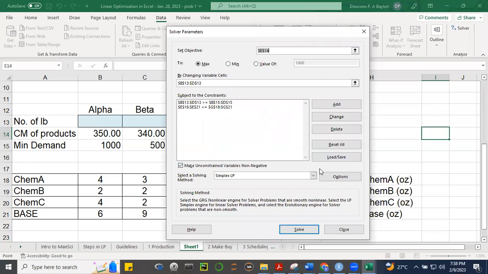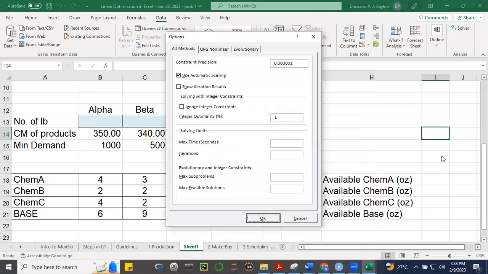But before we solve it, this I did not show last time, but I'm going to show it now, just this once. Afterwards, we're not going to do this. So here you have options. Let's click here. You have several parameters. You have use automatic scaling. We'll have an example where we will see the importance of automatic scaling. And then here, show iteration results. This will generate a step-by-step solution.